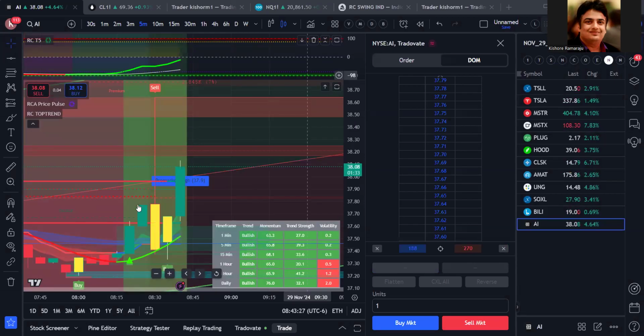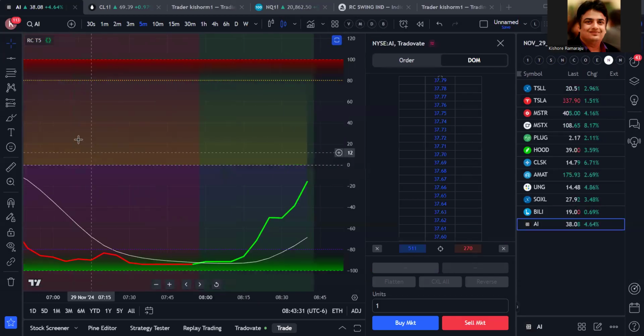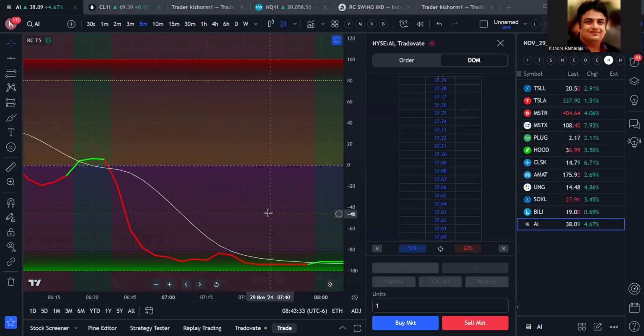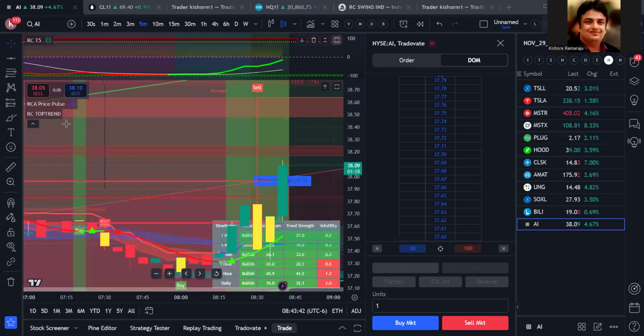P5, right, it came to the bottom, it got oversold. Now it started going up from the bottom, right? That means it can go all the way to the top. So that is telling good.